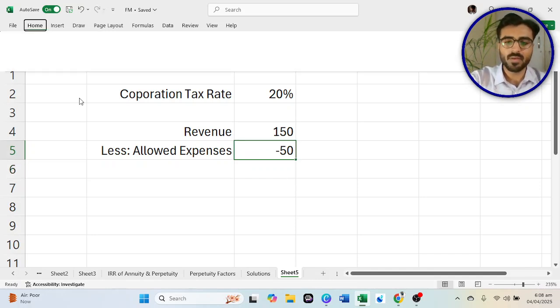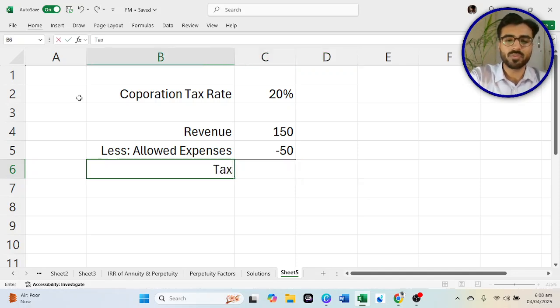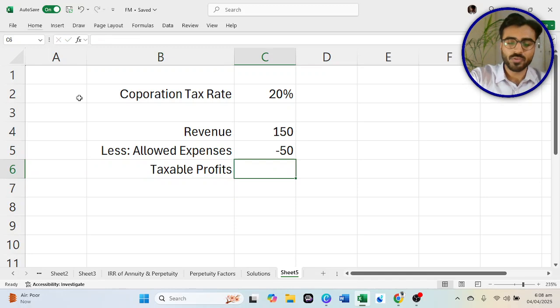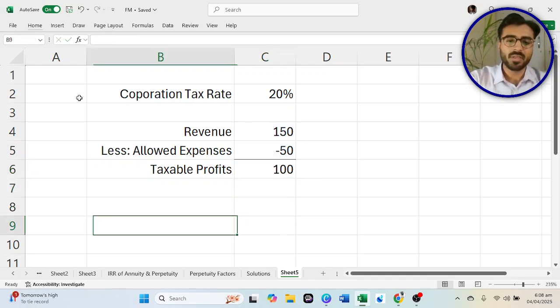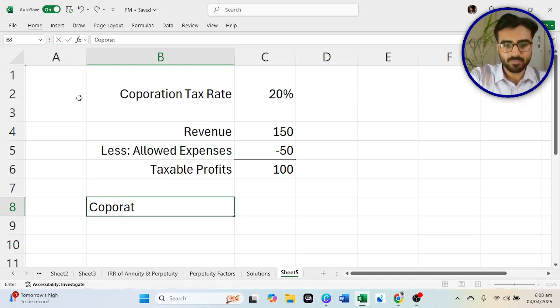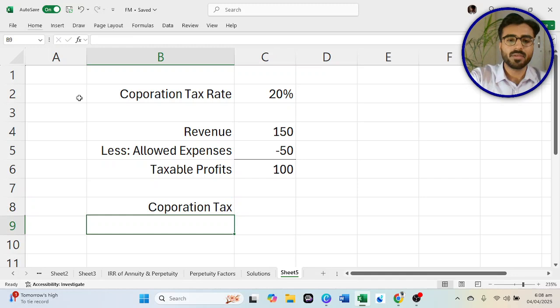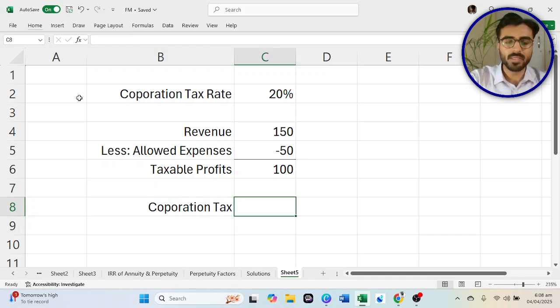So we deduct the $50 and then we come to the figure known as taxable profit. This is the profit figure that would be taxed at the corporation tax rate of 20%. So the taxable profit figure is $100 in this example, and now let's calculate the corporation tax that we will need to pay. It would be equal to $100 multiplied by 20%. So the corporation tax we need to pay is $20.